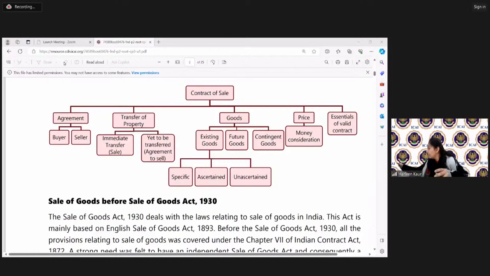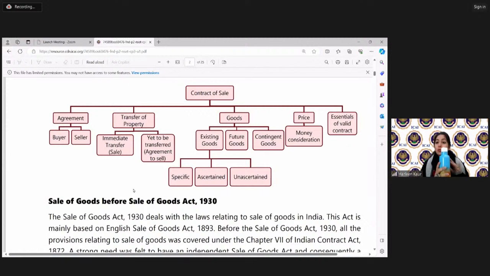All right, students, let's go through the study material also once. We have already seen these topics from my presentation. So for agreement, we need to have two parties, buyer and seller. So if I ask you that, this is my water bottle. I am the owner of this water bottle. Can I sell this water bottle to myself?